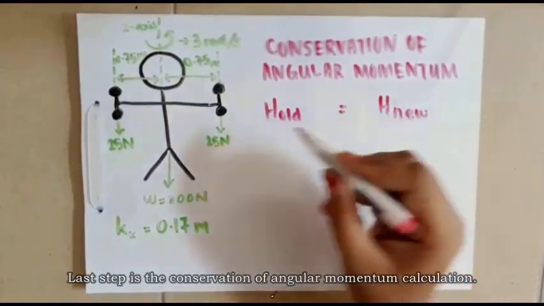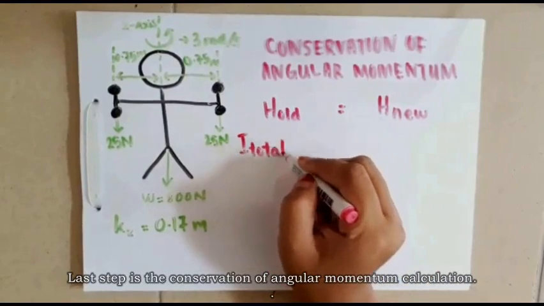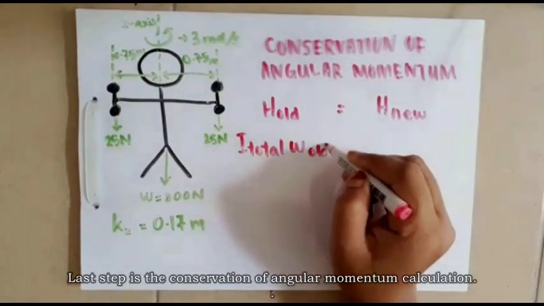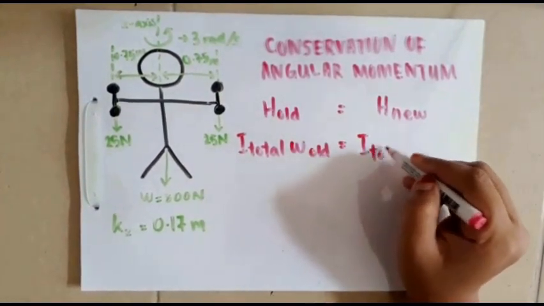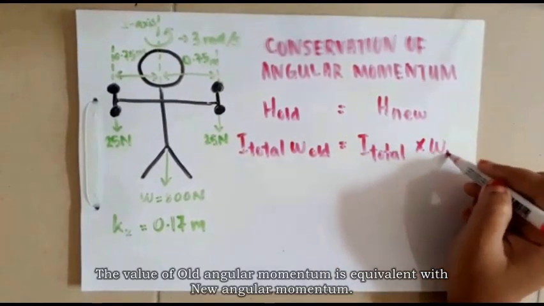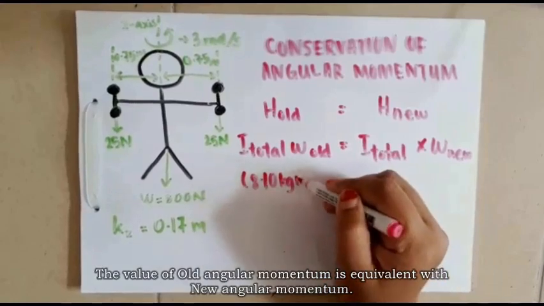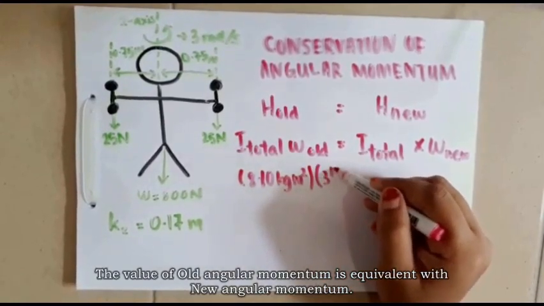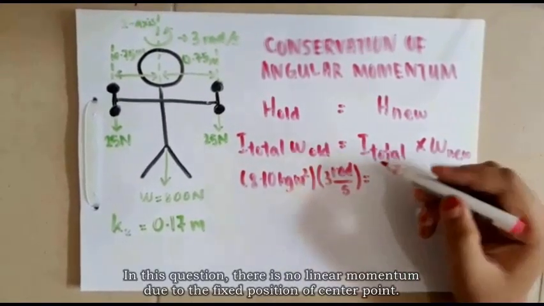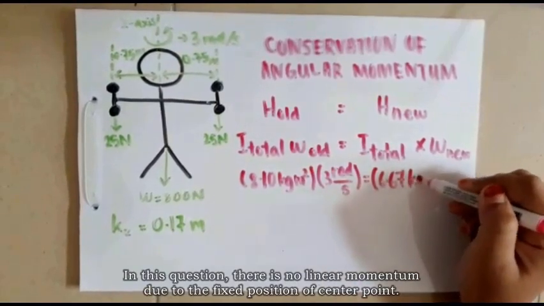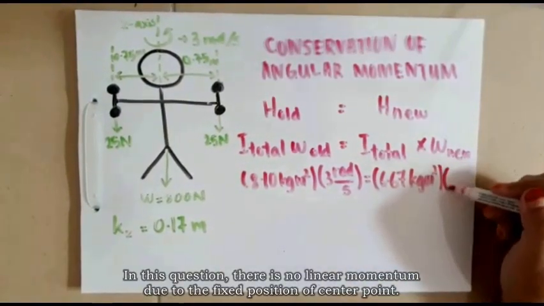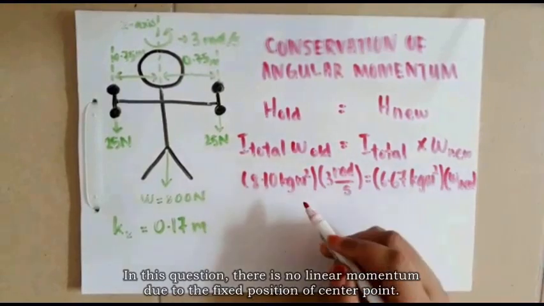Last step is the conservation of angular momentum calculation. The value of the old angular momentum is equivalent to the new angular momentum. In this question, there is no linear momentum, due to the fixed position of the center point.